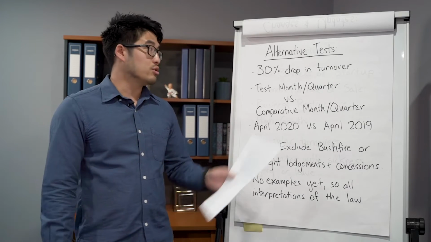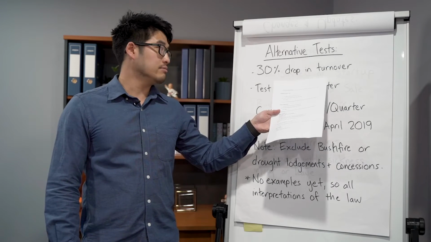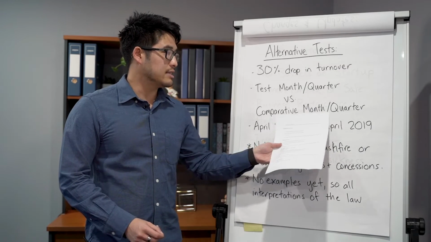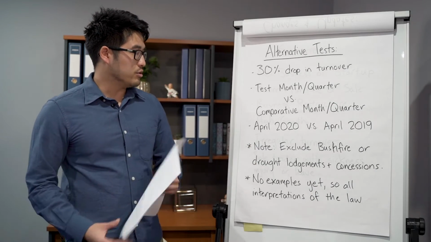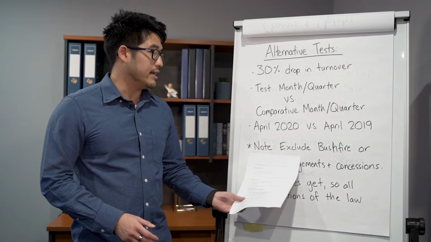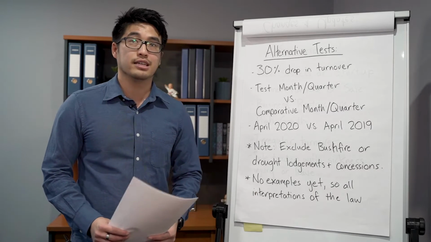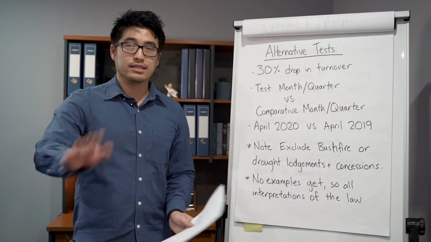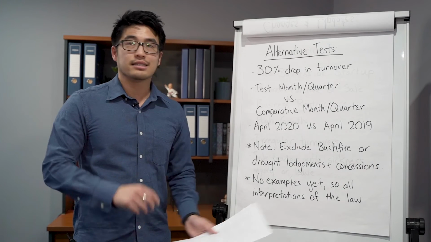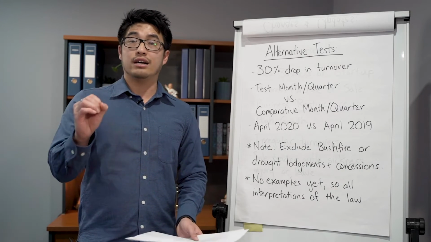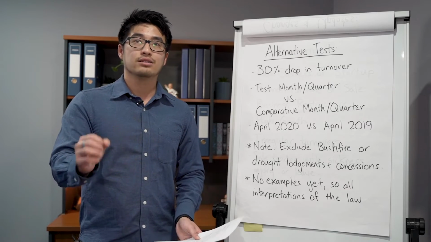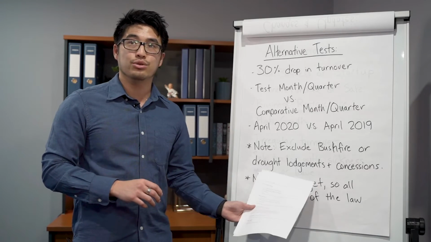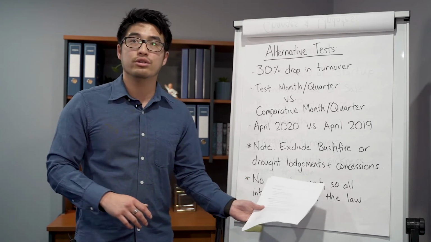Still note though, you still have to show a 30% drop in turnover. So the turnover test still applies, but the only thing that changes in the alternative method is that the comparative month changes. One thing they also mentioned is that they're now excluding any bushfire or drought lodgement concessions that have affected your business. If you haven't been affected by bushfires and droughts, you don't have to worry about this. It's just that some business owners had zero income during that time because they were affected by bushfires, so it would skew the turnover test. So they're saying that if that happened to you and you got a concession, you can exclude those months.